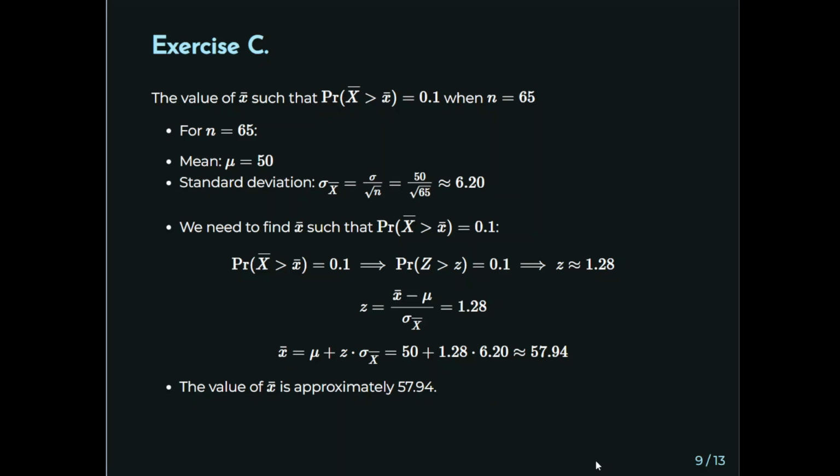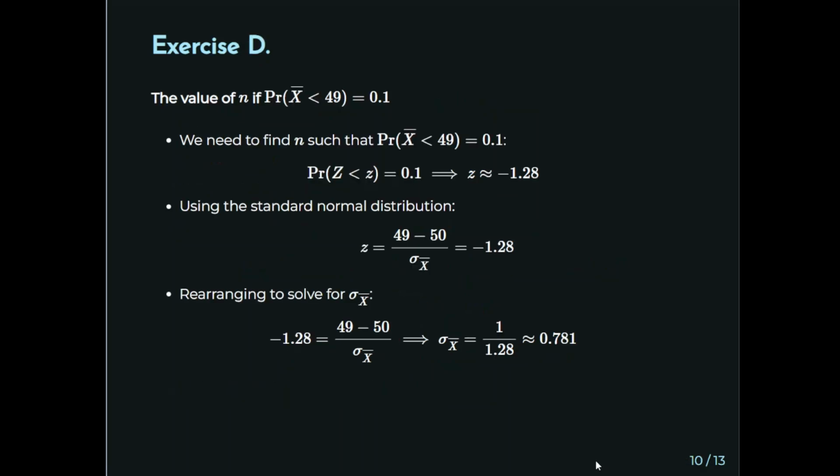Working it out, that will give us x bar equals mu plus z times sigma of x bar, which is 50 plus 1.28 times 6.20. And that is 57.94. So the value we're looking for, x bar, is approximately 57.94. Okay, and the last one, something similar again.